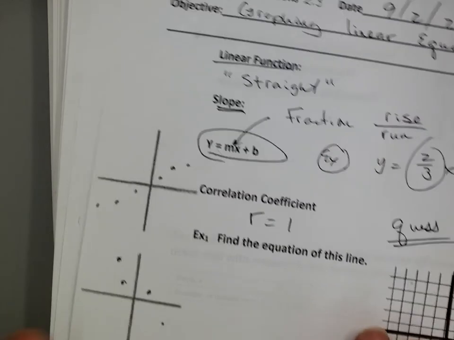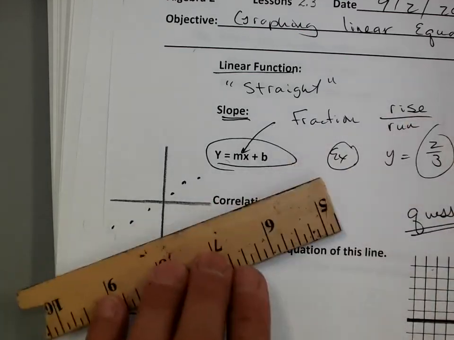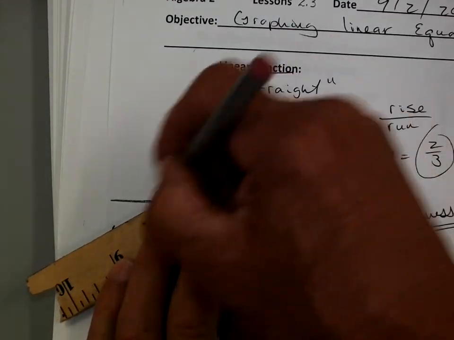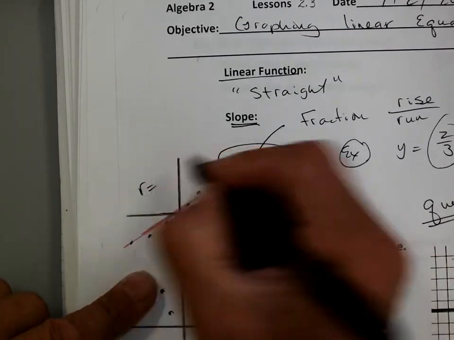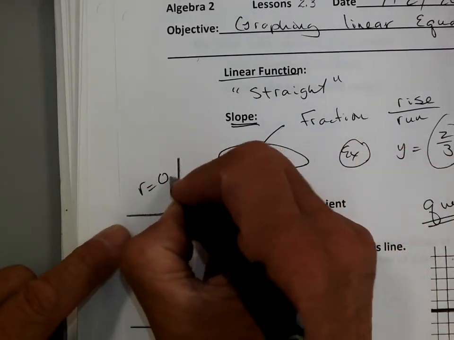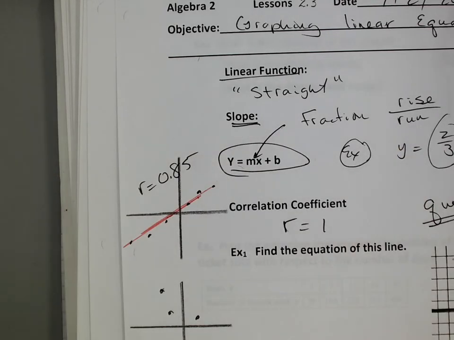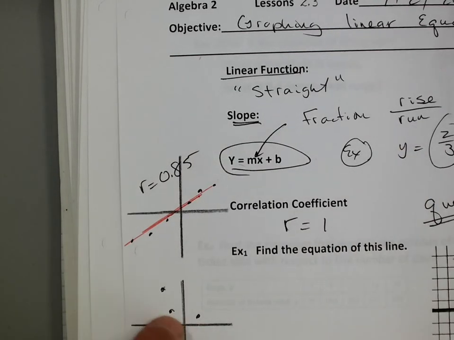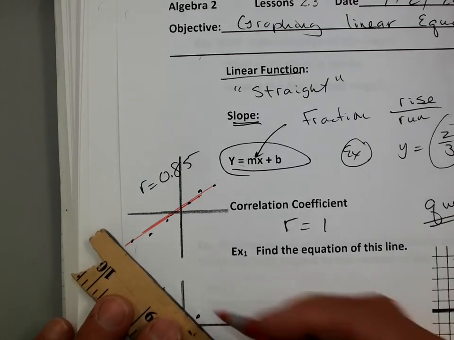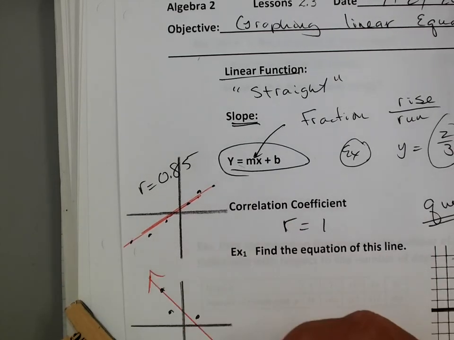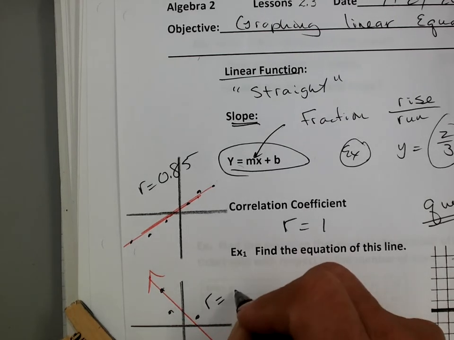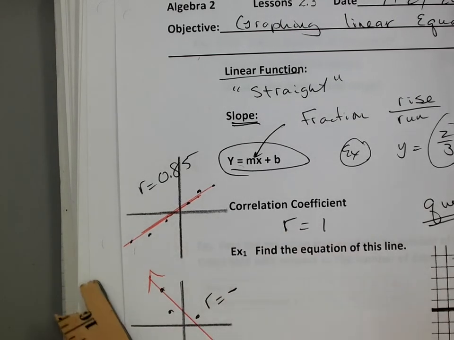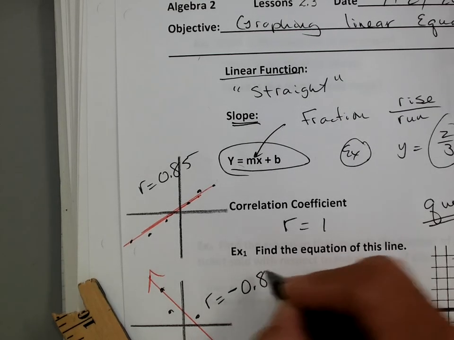Now, let's look at these. That one's pretty straight too. This one's pretty good, maybe not quite as good. I might say this correlation coefficient might be R equals, I'm just guessing, 0.85, right? It's not perfect. This one goes downhill. This one goes down, so its correlation coefficient is going to be negative. So this R is going to be negative because it goes down. Maybe 0.8, I don't know. I'm just going to give it a guess, 0.8, okay?